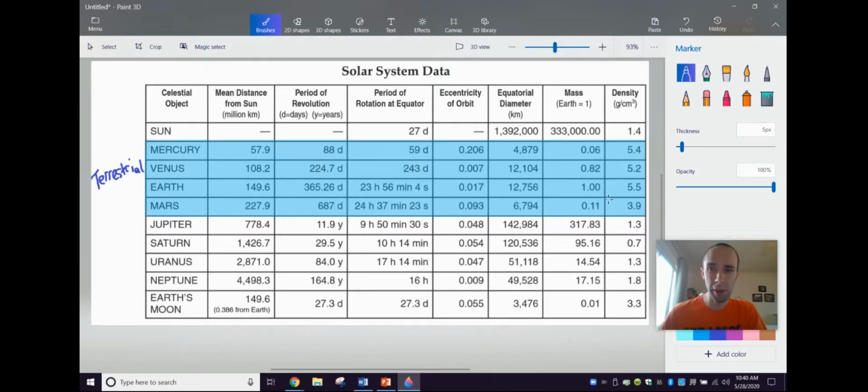And the way you can tell that based upon this chart is right here in their density. You'll notice that the 4 terrestrial planets are dense, right? They have a density of somewhere above 3, like 5.4, 5.2, 5.5, 3.9. That's their average density of the entire planet. Earth's density of 5.5 is like all the different types of rocks that make up Earth on average have a density of 5.5. And these have a nice rocky surface.